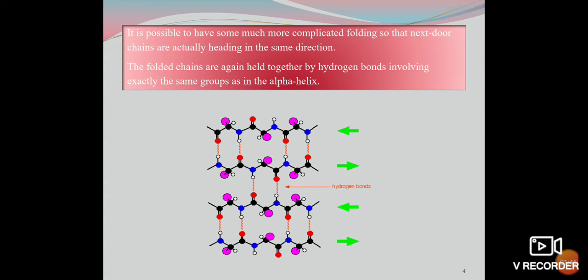It is possible to have some much more complicated foldings so that next door chains are actually heading in the same direction. The folded chains are held together by hydrogen bonds involving exactly the same groups as in the alpha helix. So here we see the hydrogen atom is lying between the carbon and the oxygen, and the hydrogen of the nitrogen terminus and the C terminus.